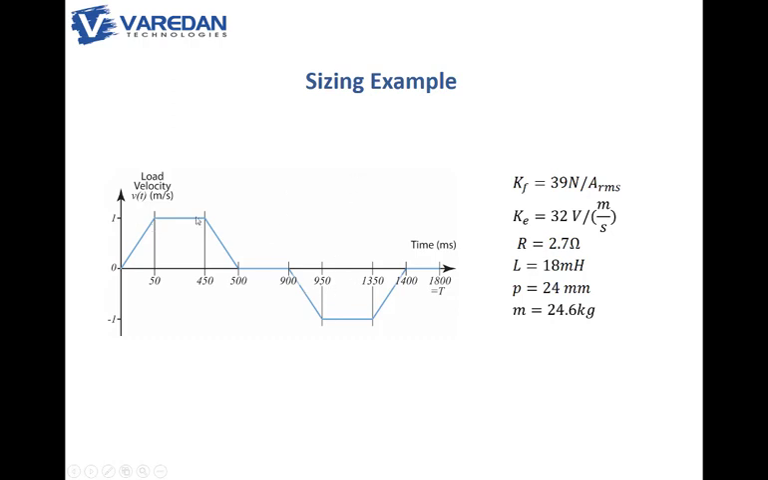So the trapezoidal profile is easily transcribed into an Excel sheet by noting the vertices of the profile. So the data points that we need to transcribe are the corners, so 0 seconds at 0 meters per second, 50 milliseconds at 1 meter per second, 450 milliseconds at 1 meter per second, and so forth, all the way up to 1800 milliseconds at 0 meters per second.